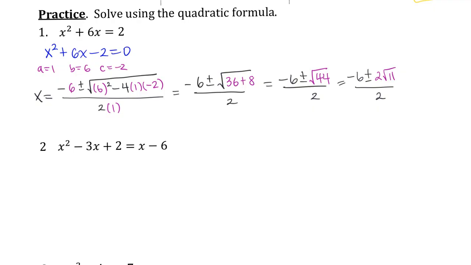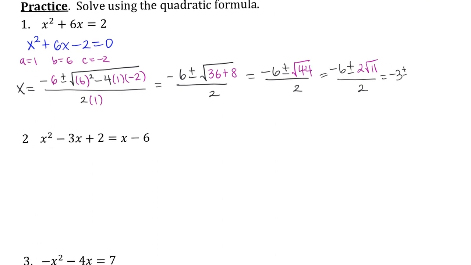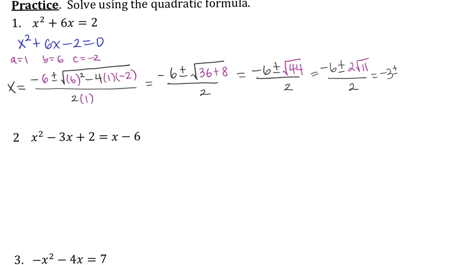Okay, negative 6 divided by 2 is negative 3. 2 root 11 divided by 2 is root 11. So negative 3 plus or minus the square root of 11 is my final answer, and it's a good answer. If you go back and look at this problem, if I had used complete the square, it would have been, I think, an easier problem, but I would have ended up with the same answer.